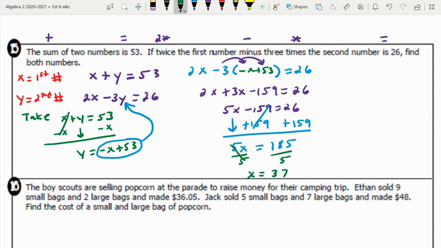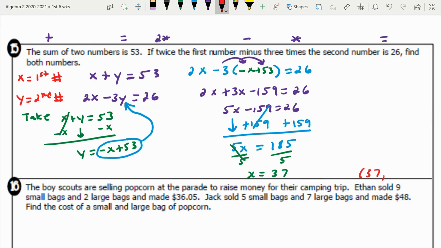So here we've already got part of our answer. We know x is 37. That one amazing number, the first amazing number, is a 37. So let's go ahead and keep that the same color. There we go. 37. Boom.